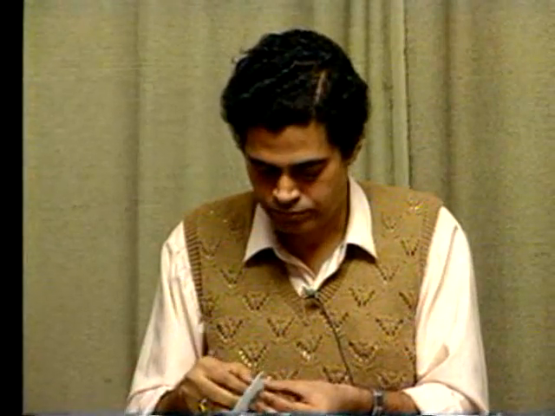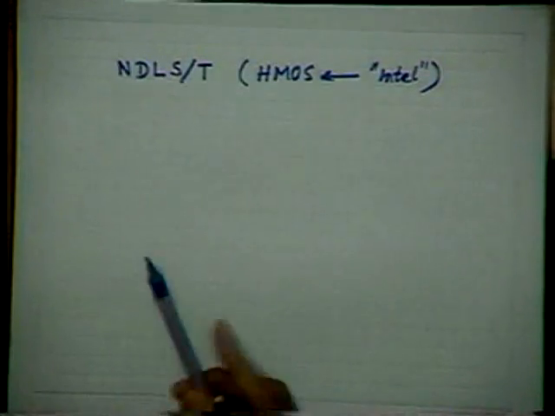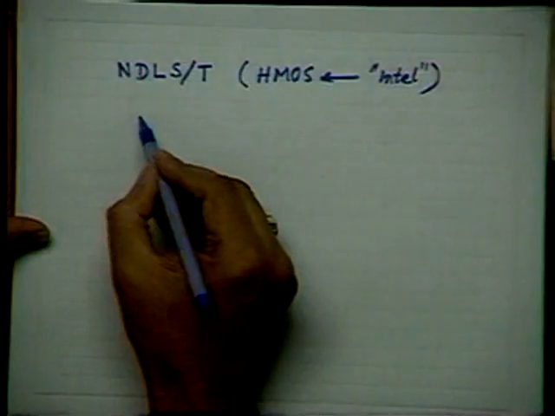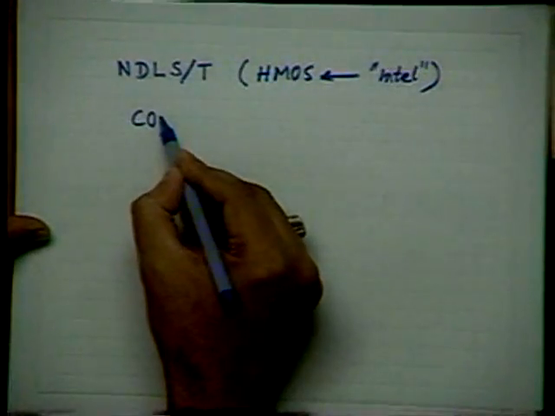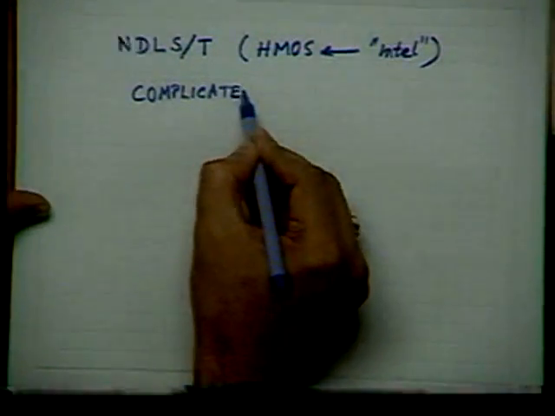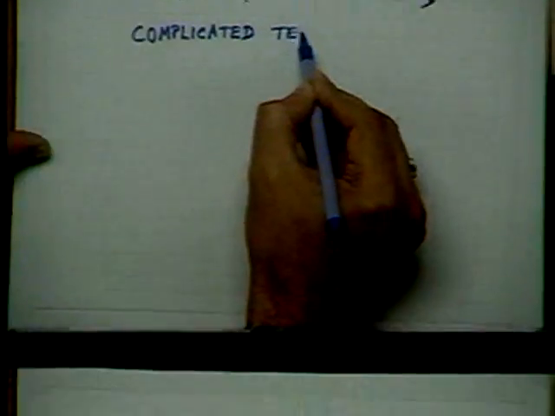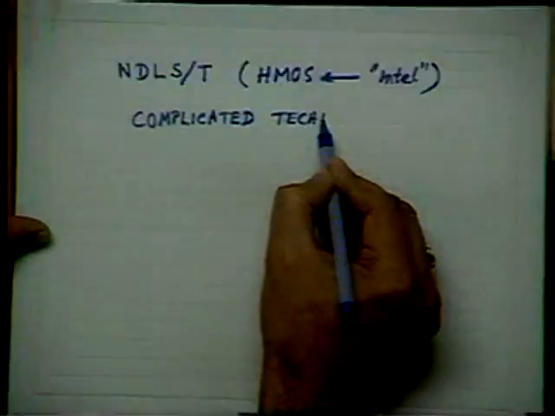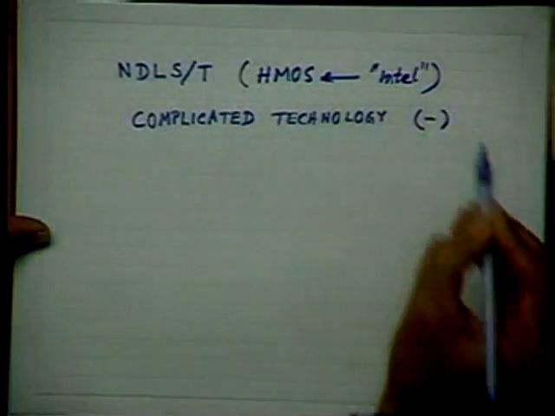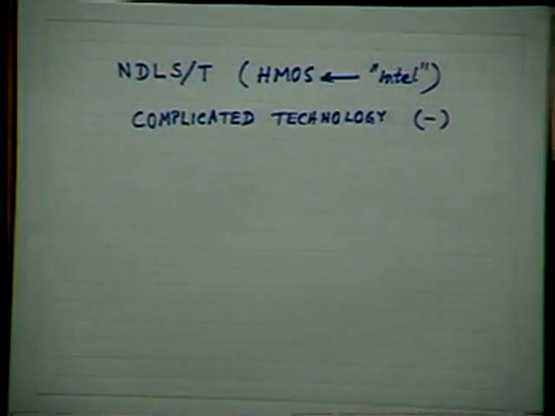If that is so, then what are the advantages here? Let us see, what is the disadvantage? First, let me write the disadvantage. Complicated technology. Complicated technology is a minus feature.